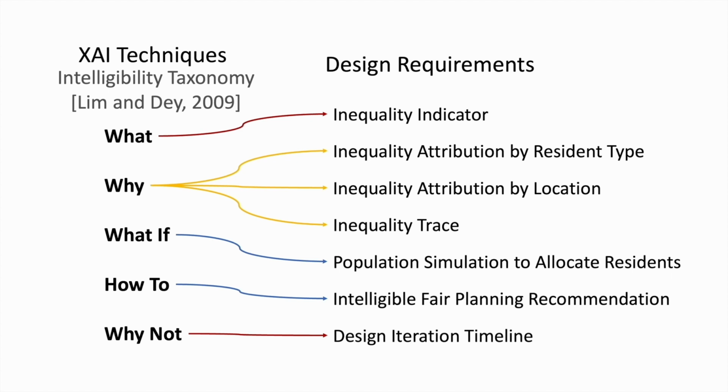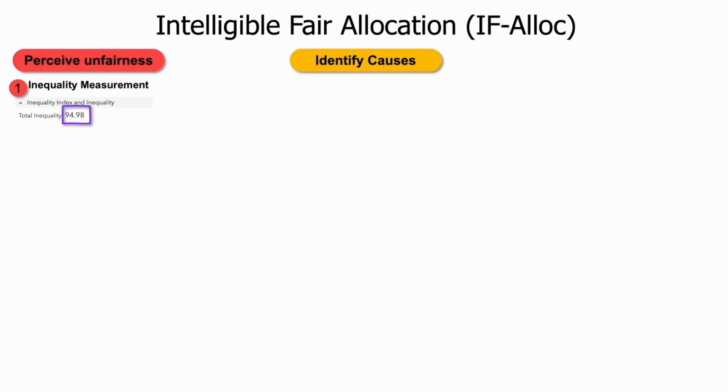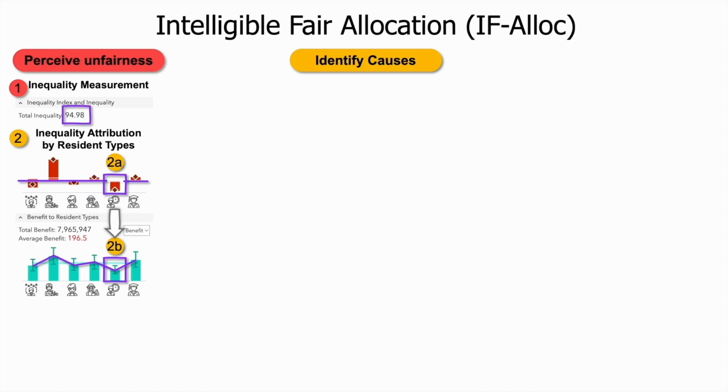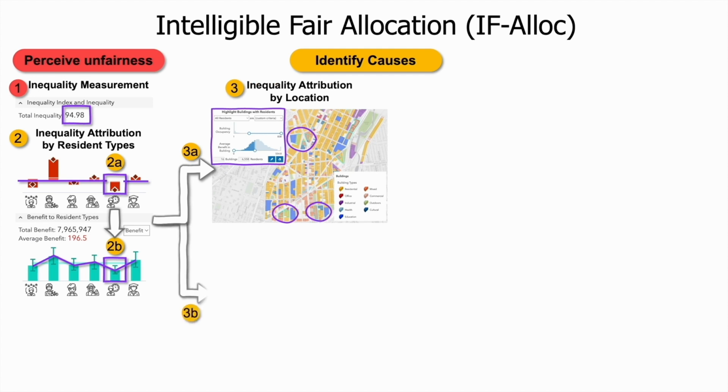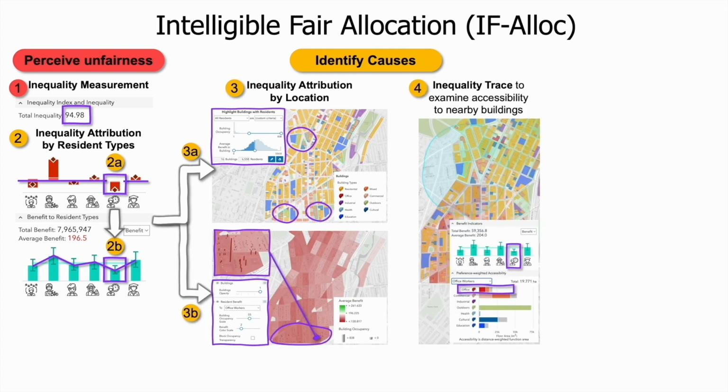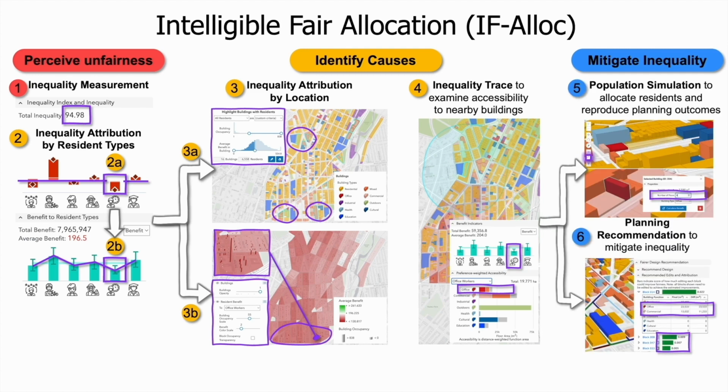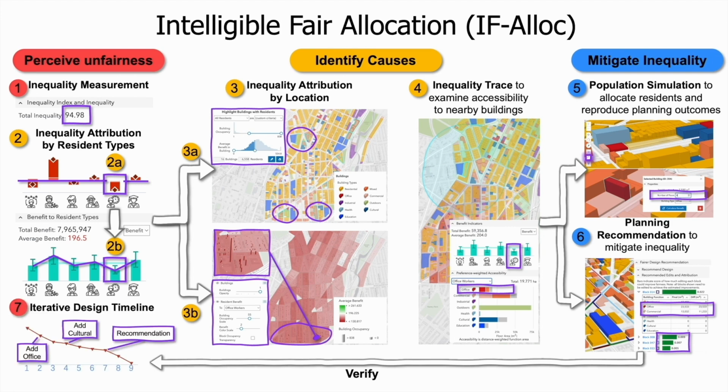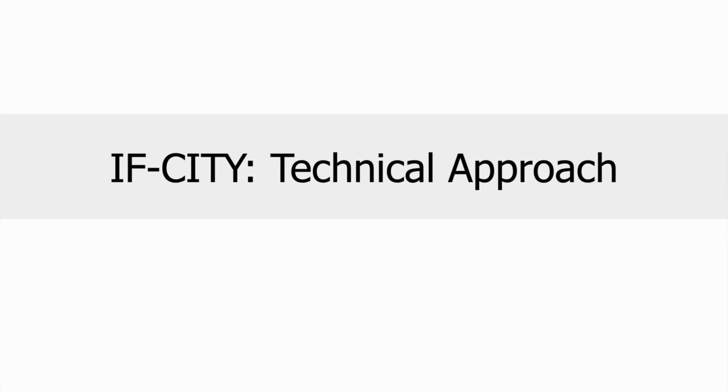Based on these design requirements, we introduce the Intelligible Fair Allocation Framework in urban planning to perceive inequality; identify causes of inequality by attributing towards resident types or locations, by filtering problematic areas or viewing heat maps, and tracing the accessibility being too high or poor; and mitigate inequality by manually editing buildings, or following automatic fair planning recommendations, and review changes in inequality iteratively in a timeline. Let's see how we implement the IFAlloc framework.